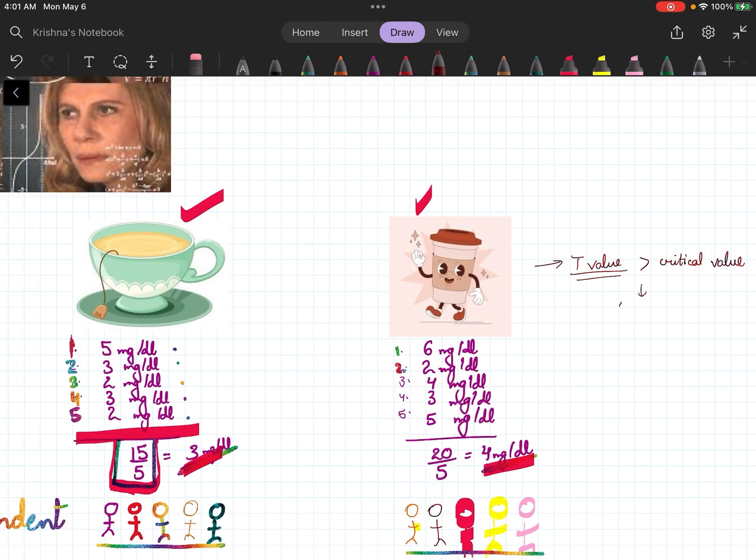So what we do is calculate the t-value, and if it is greater than the critical value, you have got a statistically significant result. And we know that whenever the result is statistically significant, we tend to reject the null hypothesis. Null hypothesis is the hypothesis that states that there is no real difference between the two groups, between the means of the two groups. So we reject the null hypothesis in this situation because the t-value is greater than the critical value.